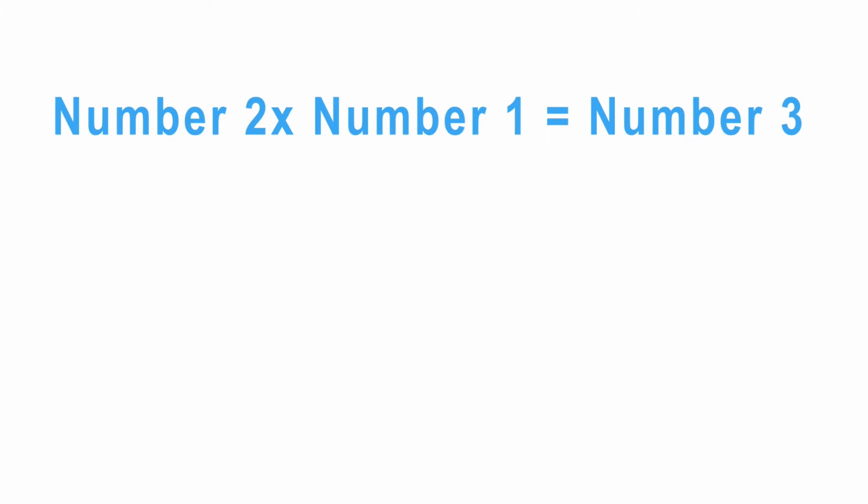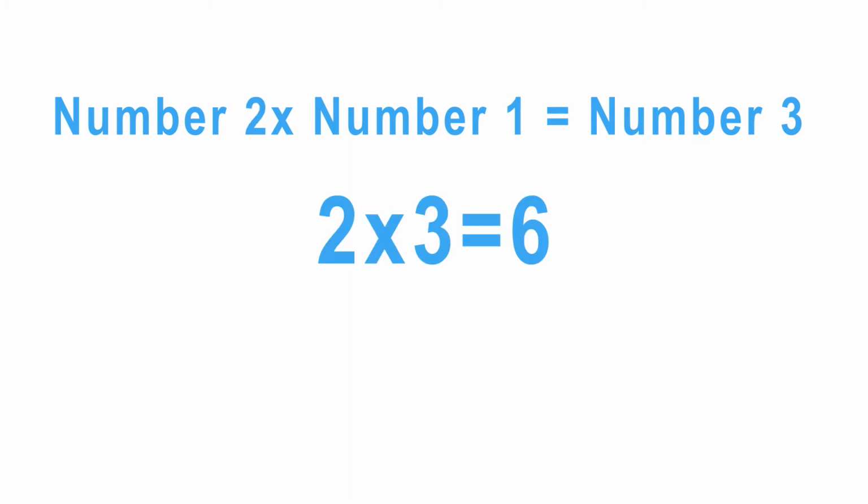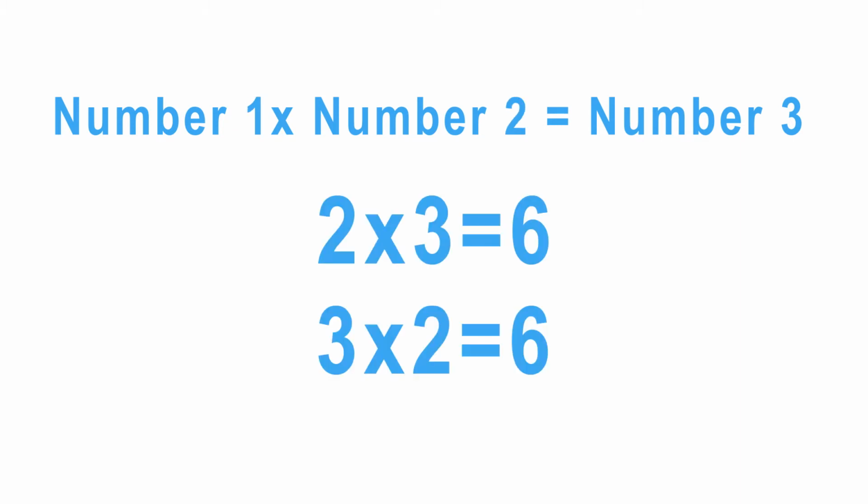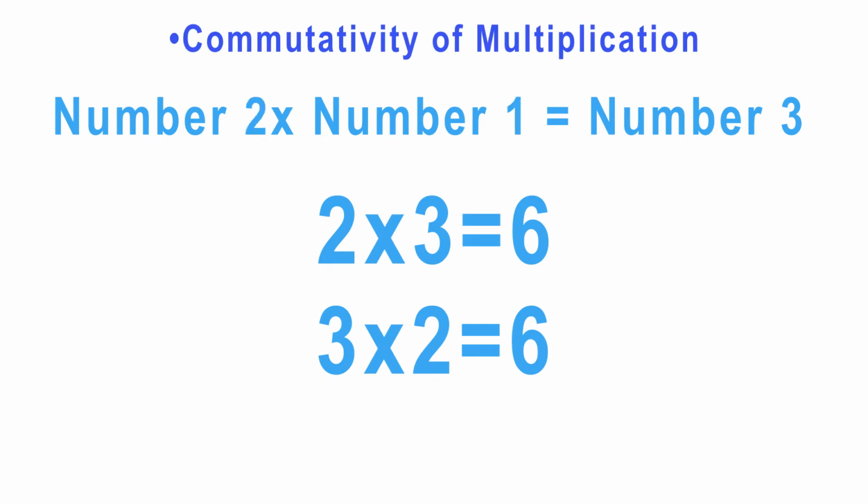Similarly, the order of numbers while multiplying two whole numbers does not affect the result. For example, 2 multiplied by 3 is the same as 3 multiplied by 2. Both will give the same result, 6. This property is called commutativity of multiplication.